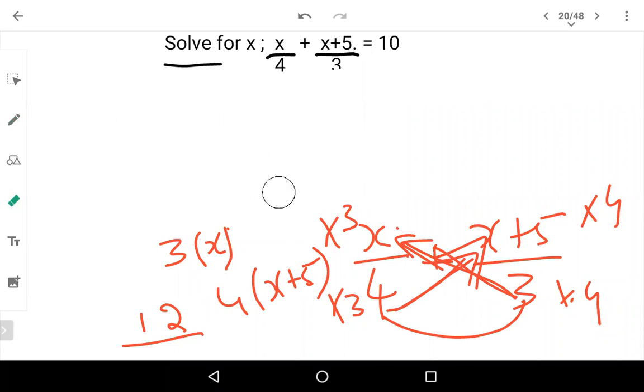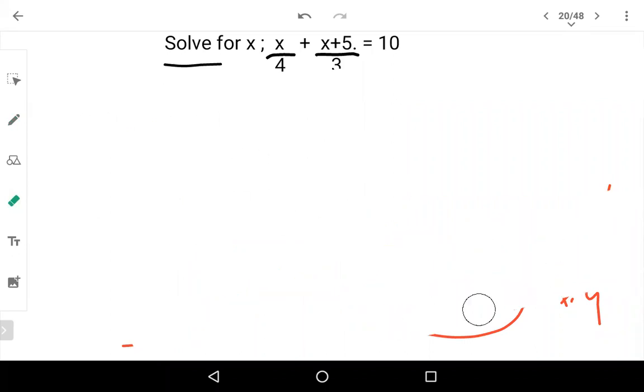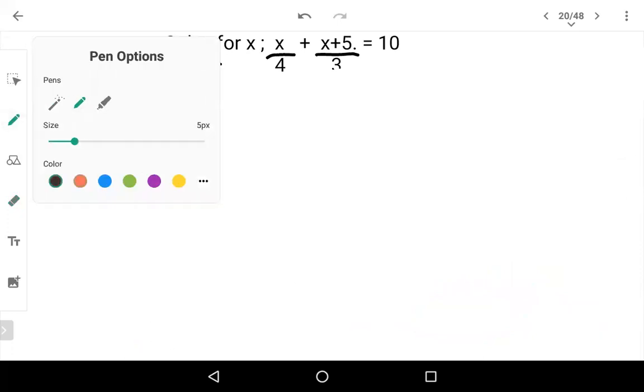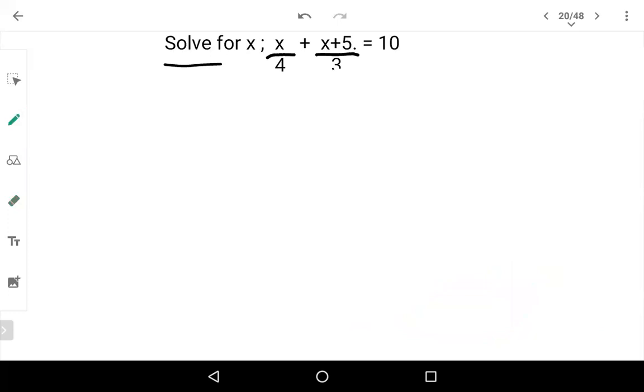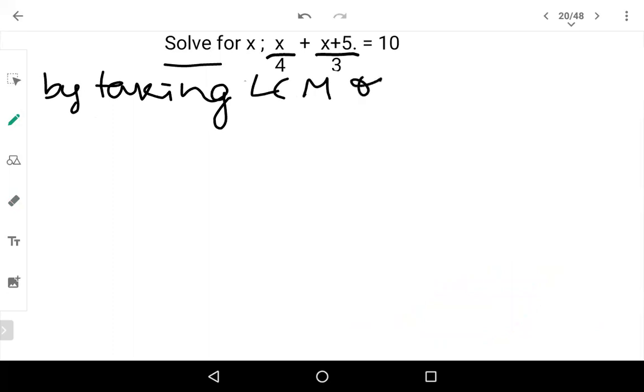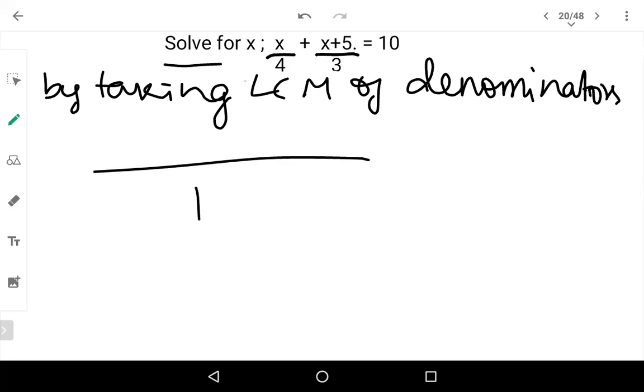Now going to the problem, here we are supposed to show each step separately. Each and every step has to be explained clearly. First, we will go for the LCM step. Let us do it like this, by taking the LCM of the denominators. So we took the LCM of 4 and 3, which is 12.